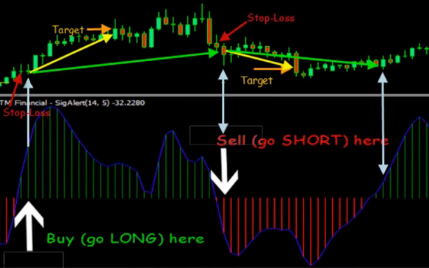How to use the ITM Financial SigAlert Indicator. So once you've imported the ITM Financial SigAlert Indicator, you follow this powerful strategy step by step in order to secure a profit on practically every trade you place on the market.